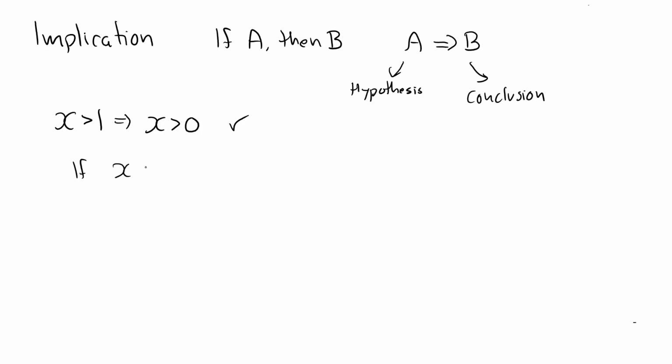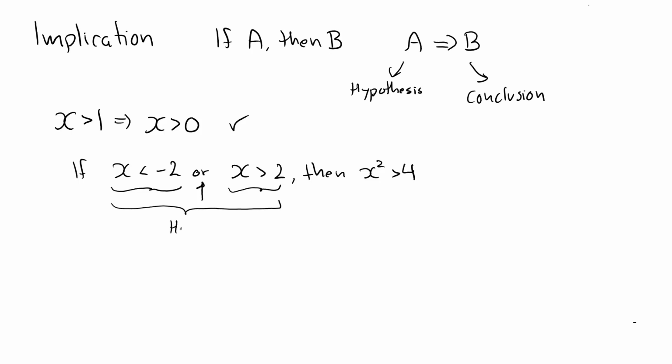If x is less than minus 2 or x is greater than 2, then x squared is greater than 4. The hypothesis of this implication consists of two predicates, x is less than minus 2 and x is greater than 2, combined using an OR. For more complex statements, it is sometimes useful to create a truth table, which we will now discuss.